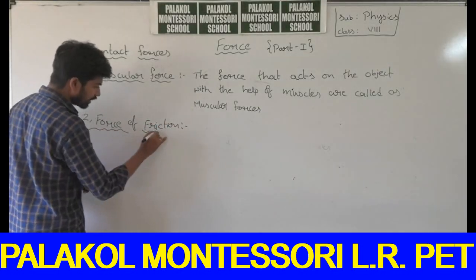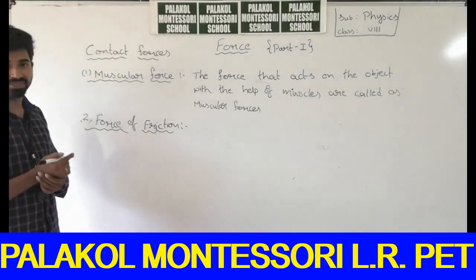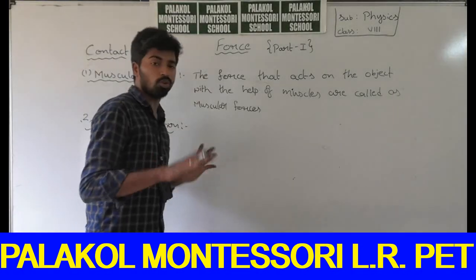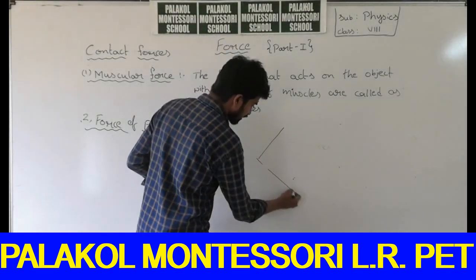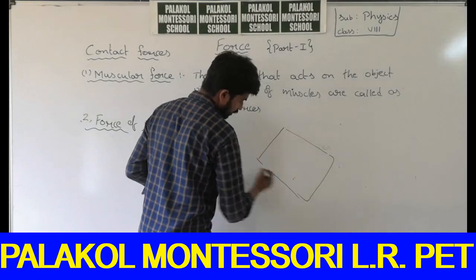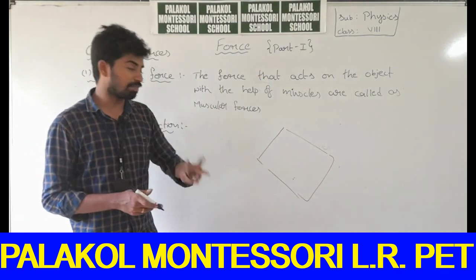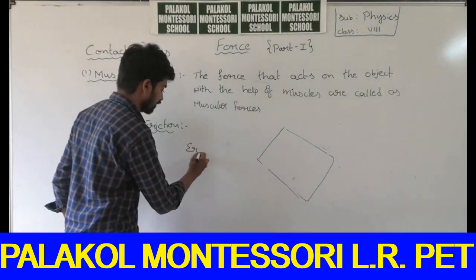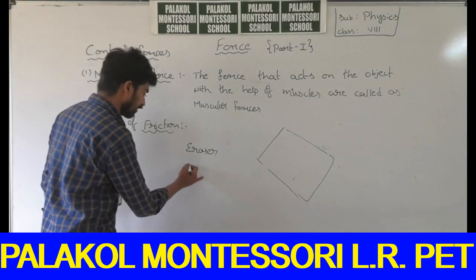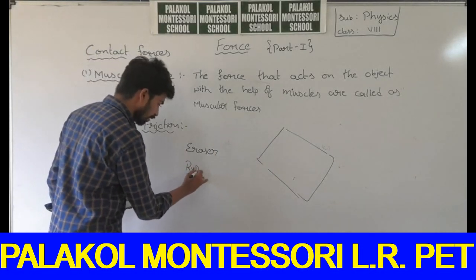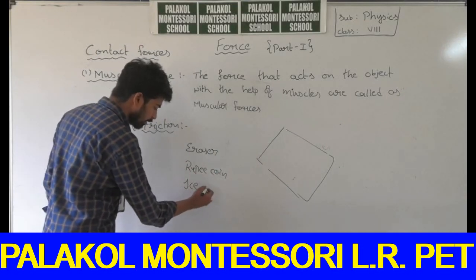To understand this force of friction, let us discuss an activity. Let us consider at your home, do this activity. Consider a tray, a tray means a larger plate, and consider three objects. One is an eraser, a 1 rupee coin, and a small piece of ice block.